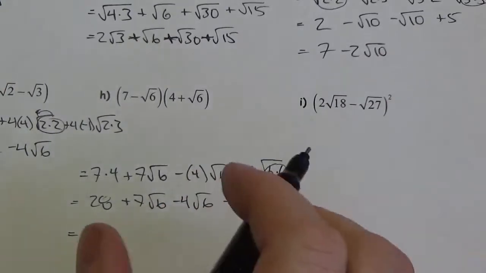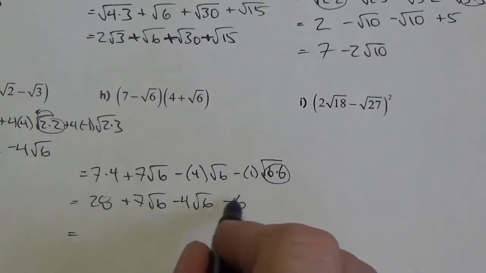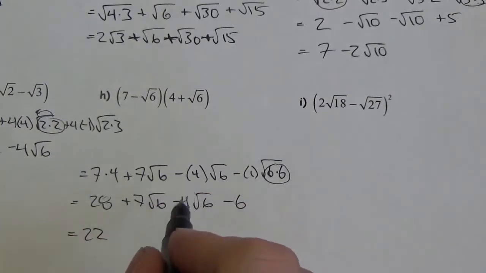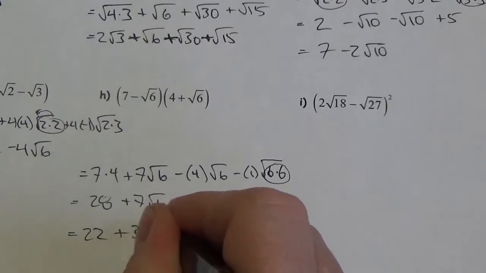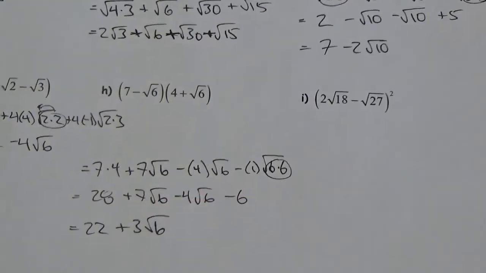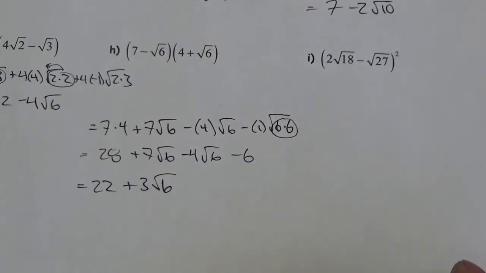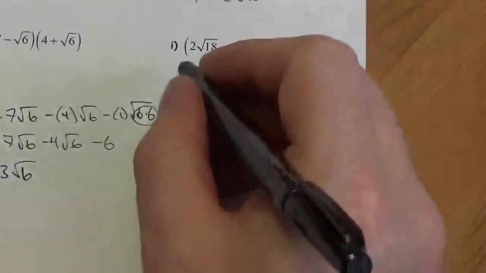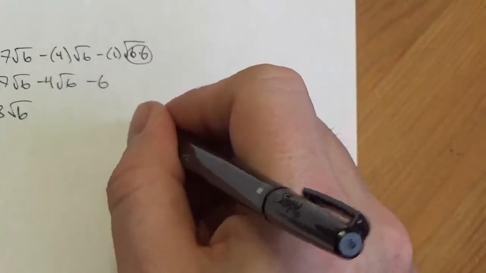And so now I can put together the like terms. 28 and the -6 will be 22. 7 root 6s minus 4 root 6s is 3 root 6. So 22 plus 3 root 6. And now over here, actually I'm going to go a little bit lower with this. So I'm going to bring this down again.